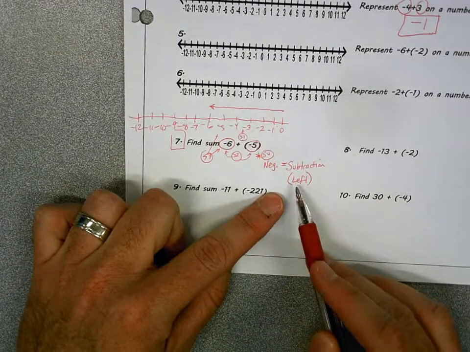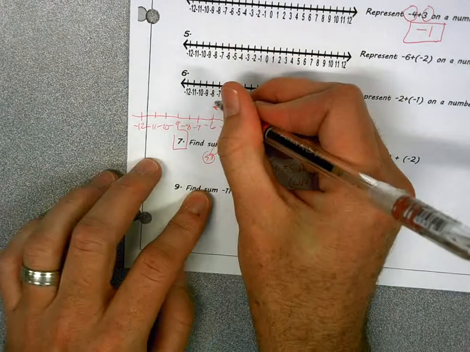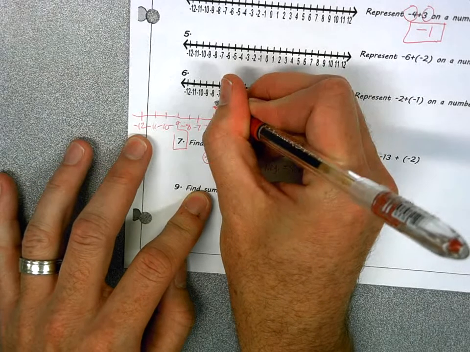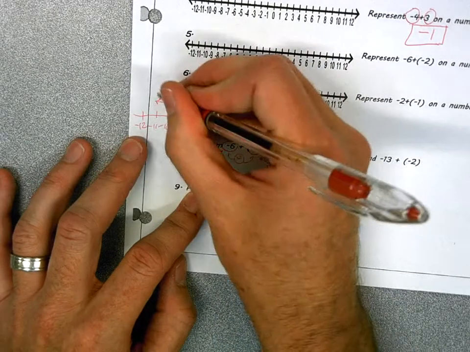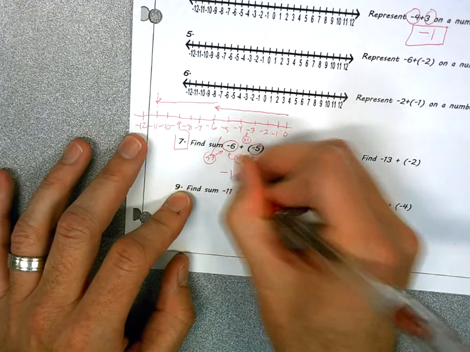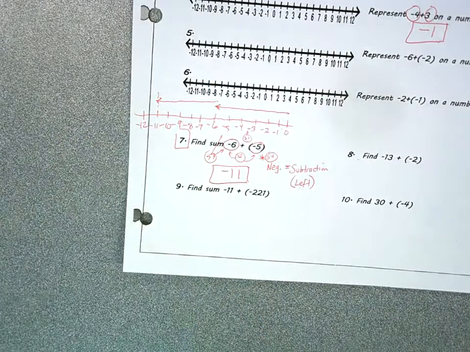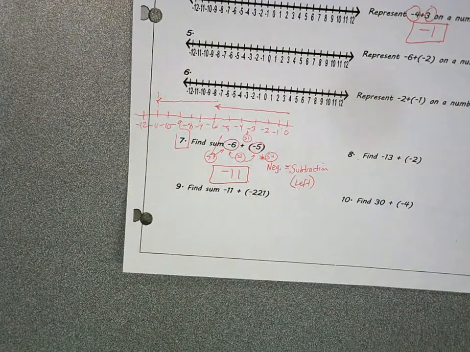I'm going left 5 spots from the -6. So left, 1, 2, 3, 4, 5. And I end up at -11, and there is the sum of -6 and -5.